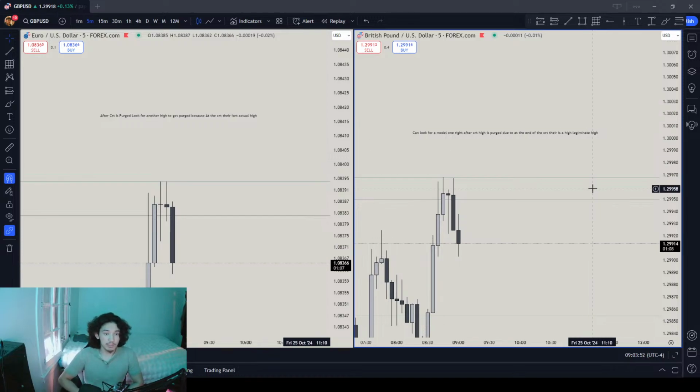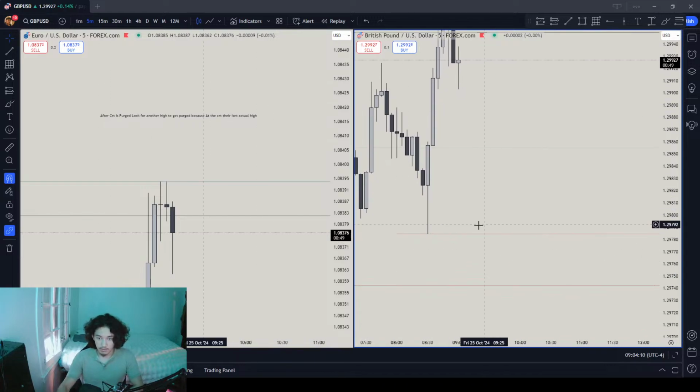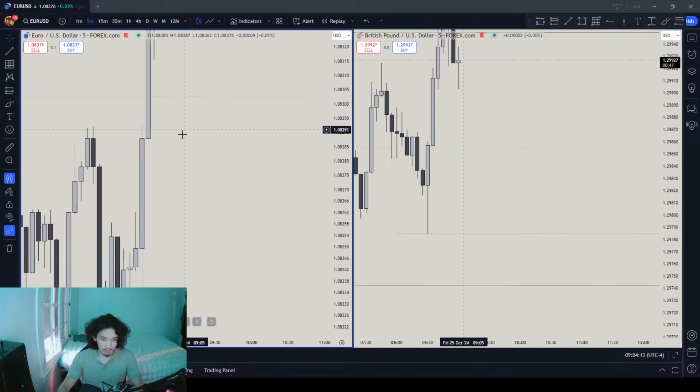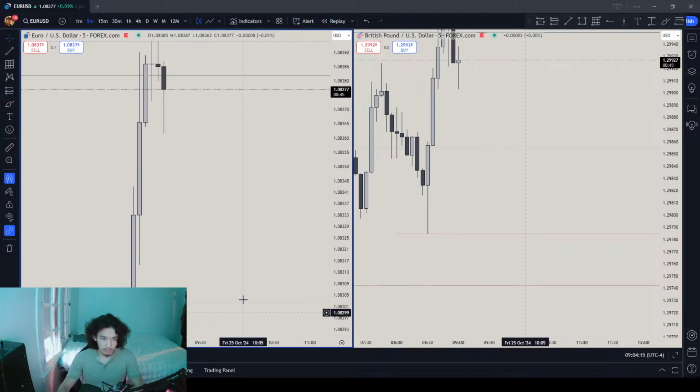After the CRT is pressed, look for another high to get pressed, because that CRT high there isn't the actual high. Look for a Model 1 right after the CRT high is pressed, because at the end of the CRT there's a limited high. So we marked out the right one. We marked out the 50% hourly as well. The hourly for this is right over here, and for this is the end of this right over here. They're both the same candle.